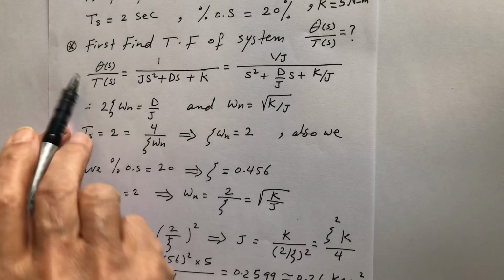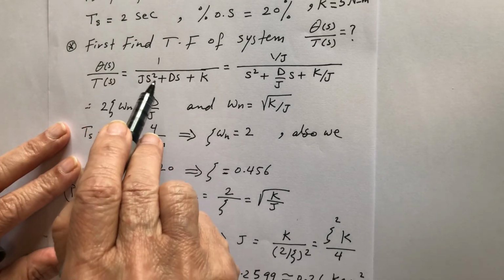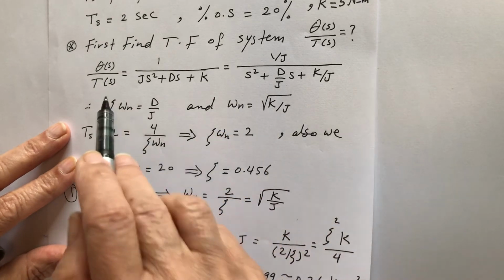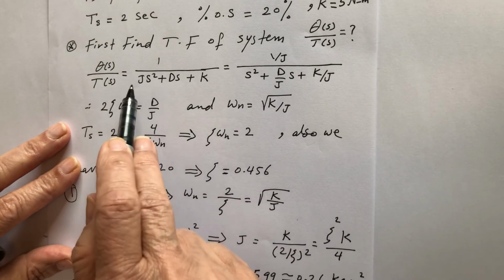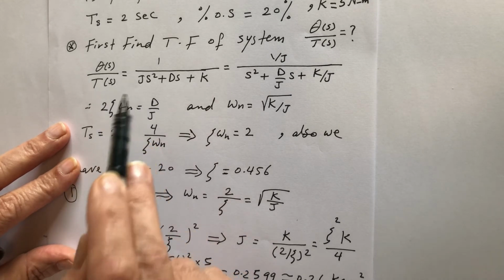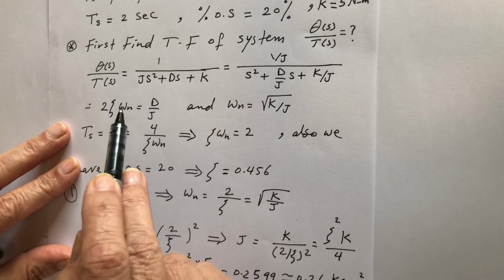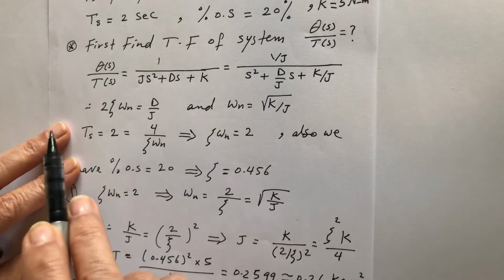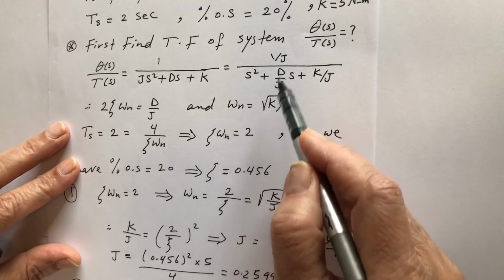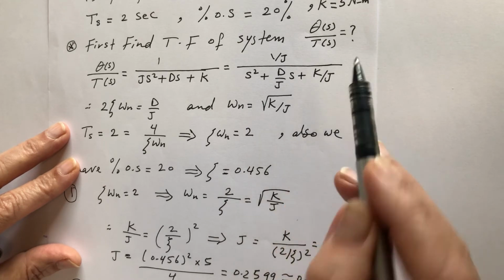Theta over T equals 1 over J S square plus D S plus K, and it's equal to 1 divided by J, so as to make the coefficient of S square always 1, so that you won't make the mistake which a lot of students sometimes make. So it's 1 over J S square plus D over J S plus K over J.